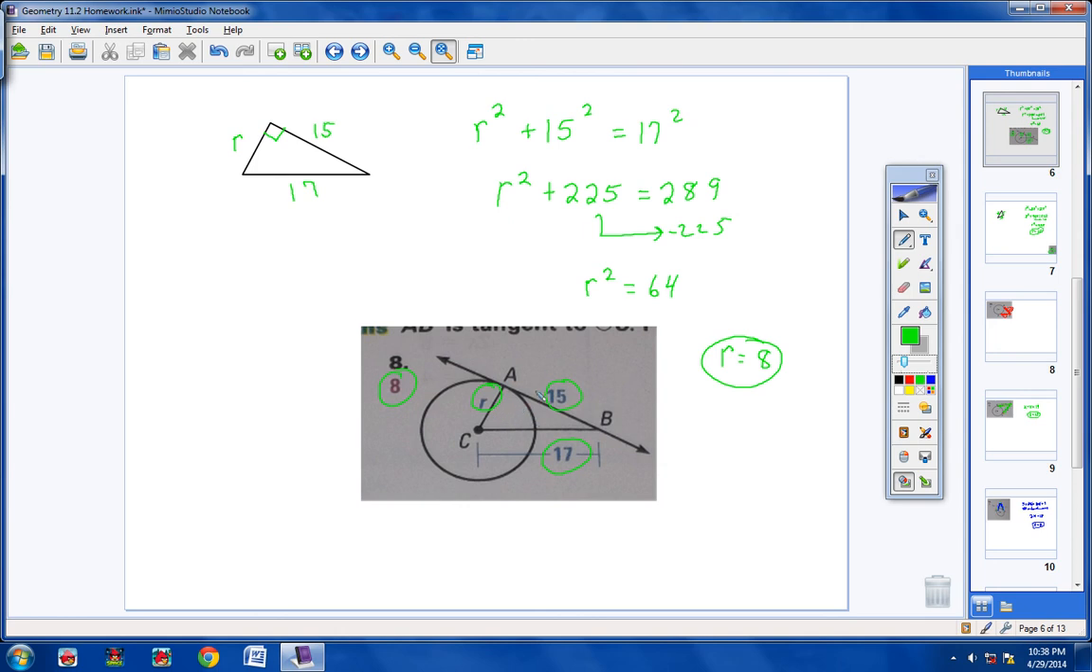And by the way, we also learned the opposite. I don't think it was covered in the homework, but we also learned that when you have a right angle here, then we know this line is tangent. If you have a radius drawn to a line that's perpendicular, this line right here is tangent to the circle.